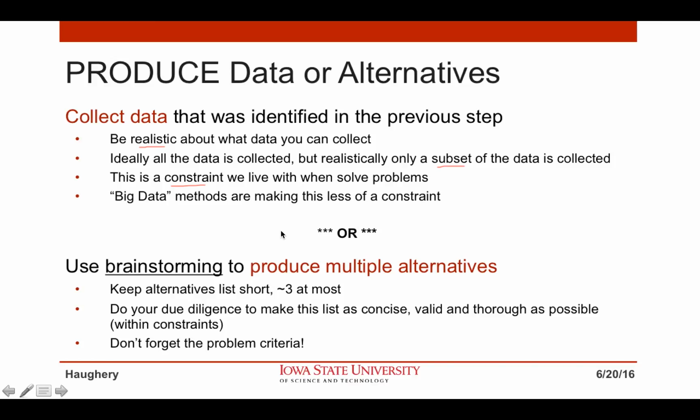Or the flip side of producing data is the alternatives. In a situation where we want to design or redesign a product, a lot of times we come up with multiple design options, okay? And usually we keep this to a short list, about 3, really making sure that you're doing your due diligence so that these designs are concise, valid, thorough, within the constraints, that they're good design options, and that you're not forgetting the problem criteria. But basically, we lay out 3 different design options, and then we rate them against each other to see which is the best design per the criteria without violating constraints.